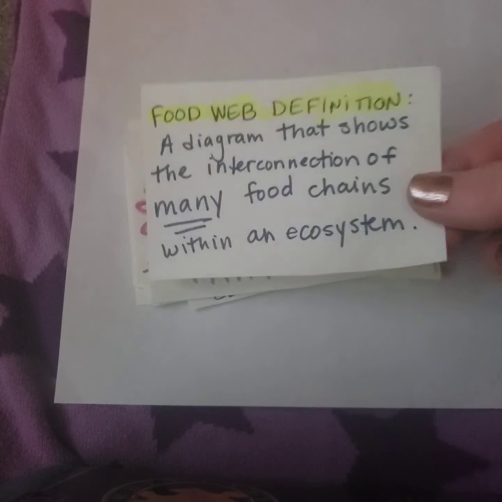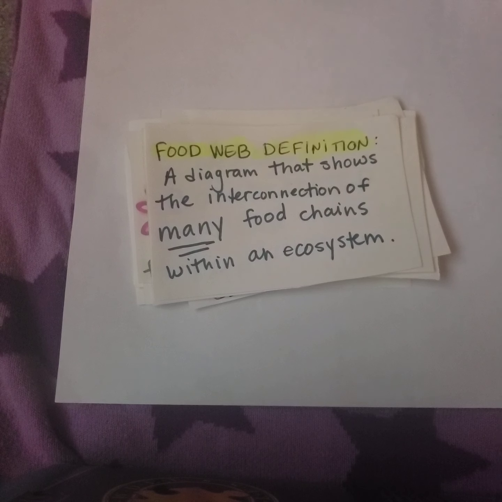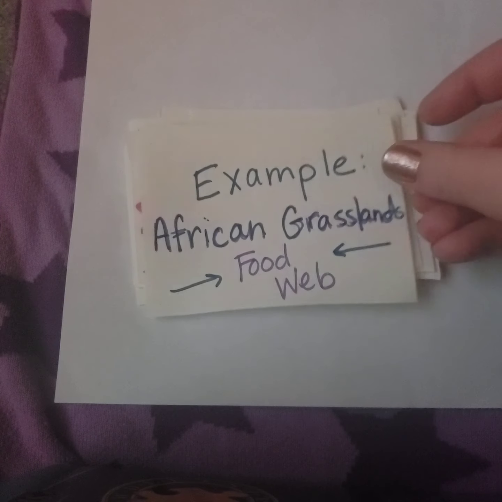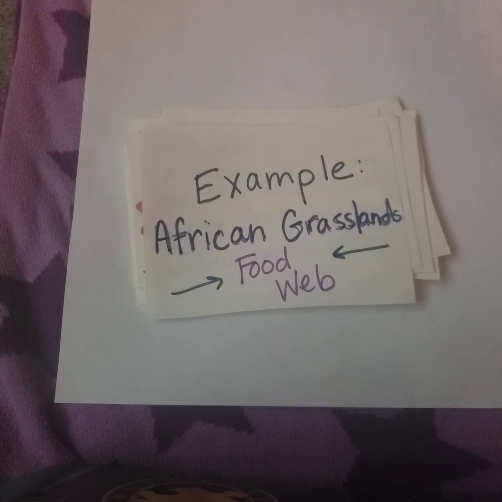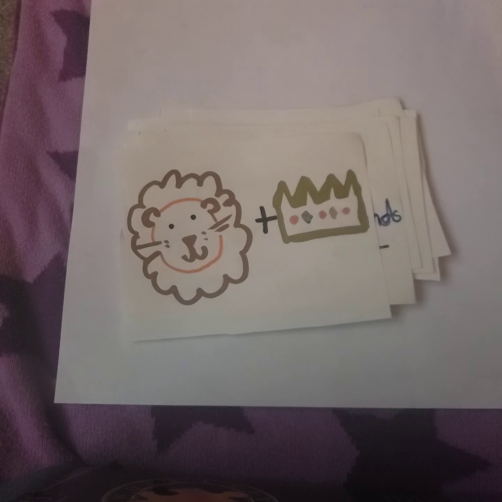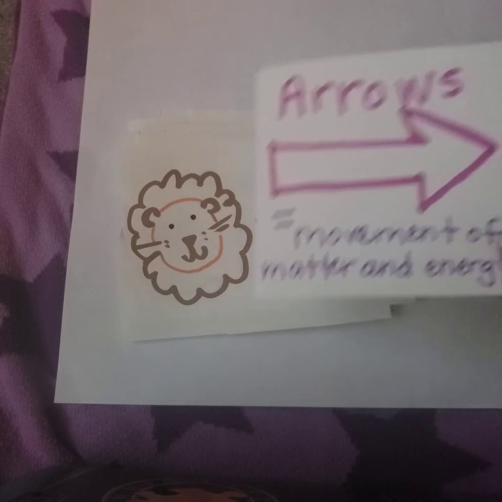So the definition of a food web is a diagram that shows the interconnection of many food chains within an ecosystem. Not just one linear food chain, but many food chains together. Today I'm going to do an example of a food chain. The example I'm going to give you is from an African grassland or African savanna food web. I like to use this example because it reminds me a lot of the Circle of Life from a very popular Disney animated film.